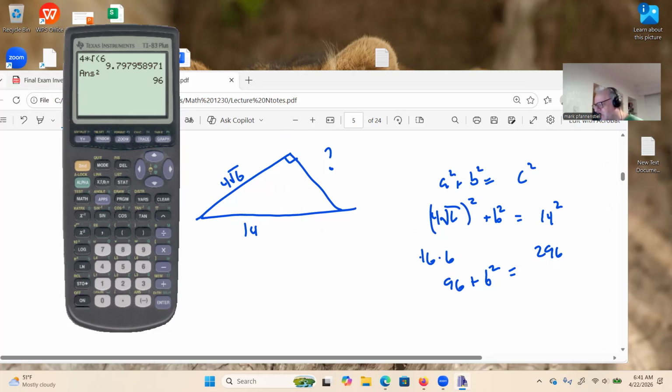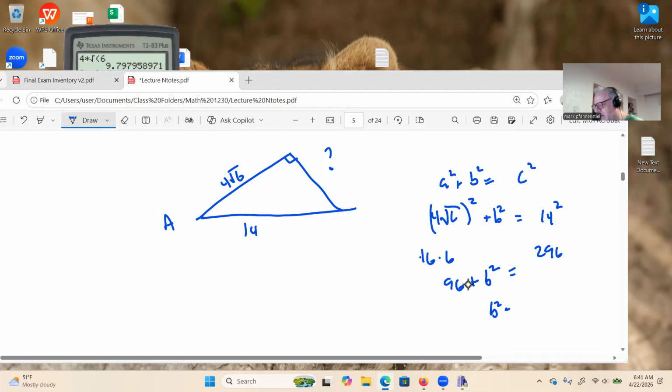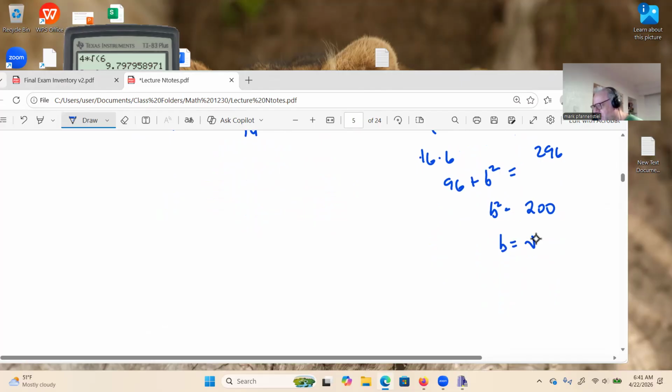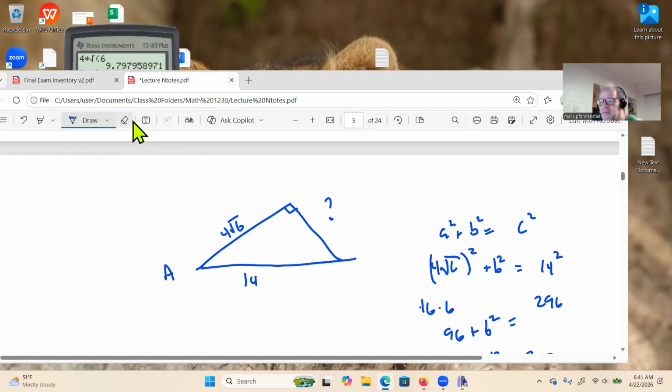All right, so we have our b squared is equal to 196 minus 96. We have 100. So b is equal to the square root of 100. Okay, we're going to go ahead and change our little question mark to the square root of 100. There we go.